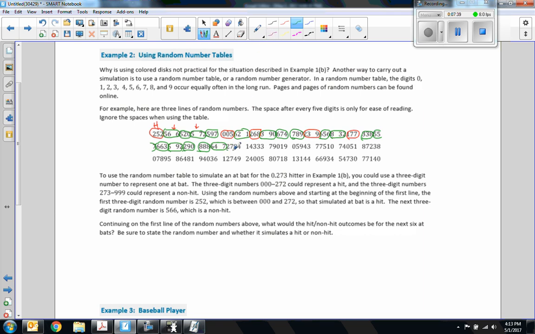279, a little too big. We want 272 or less. 414, no. 333, no. 790, no. Finally, 190 is a hit. And then 594 is not a hit. 377, not a hit. 510, 740, 518, 723, 807, too big. 895, 864, 819, 403, 612, 749, 240 is a hit.